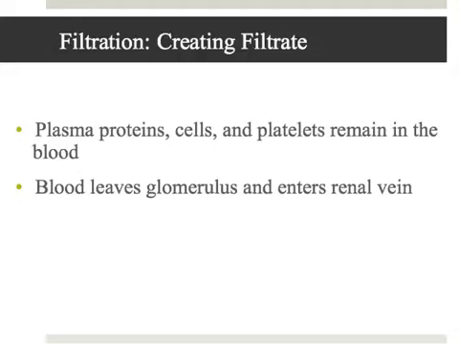So some things don't leave the blood. Things like plasma proteins, blood cells, platelets, these are all big things. So even though blood pressure is forcing them against the walls of the glomerulus, they're way too big to pass over from the glomerulus into the Bowman's capsule. So those things stay in the blood. And then those things that stayed in the blood leave the glomerulus and go into the renal vein. So basically the renal artery brings the blood to the nephron, and the renal vein brings any blood away that did not enter the nephron.